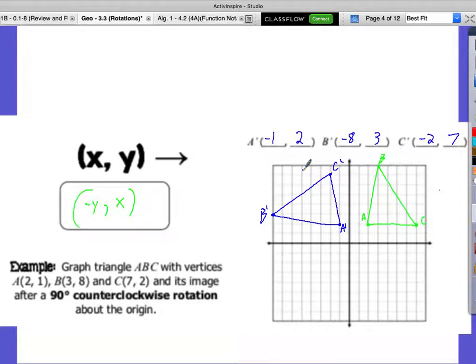Alright. And how we get there is this: negative y comma x. We take all the y's, make them negative, and put them in our x spot. We take the x's and just put them in our y spot. Now, another way you can think about this is, for A, we went 2 to the right, and then 2 up, okay?